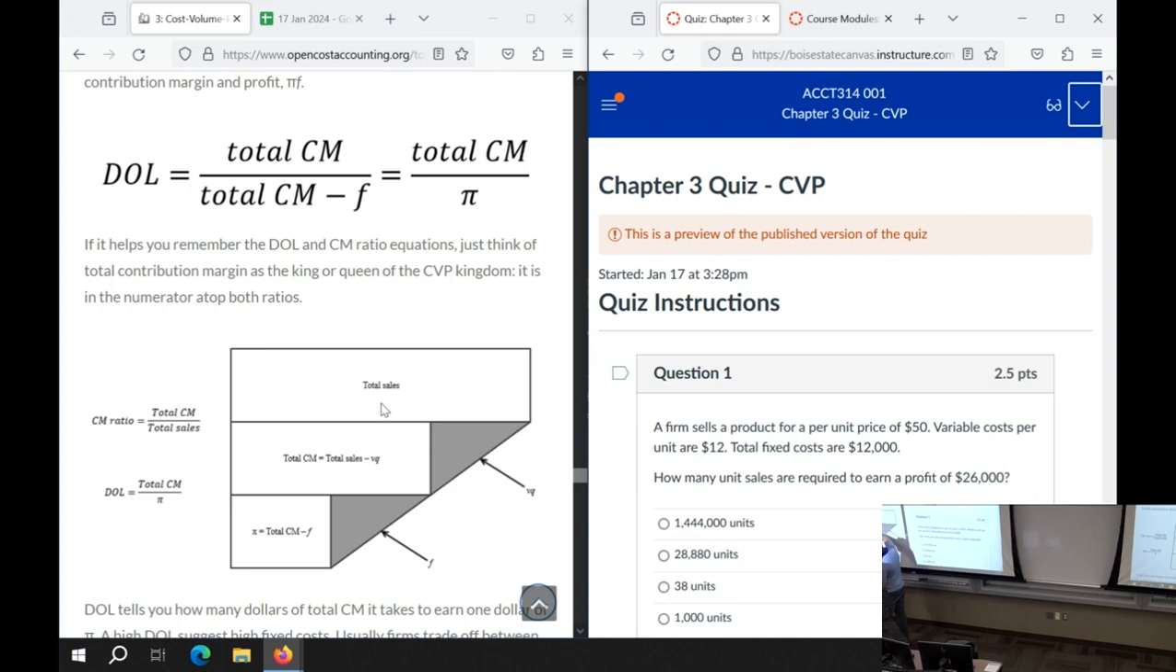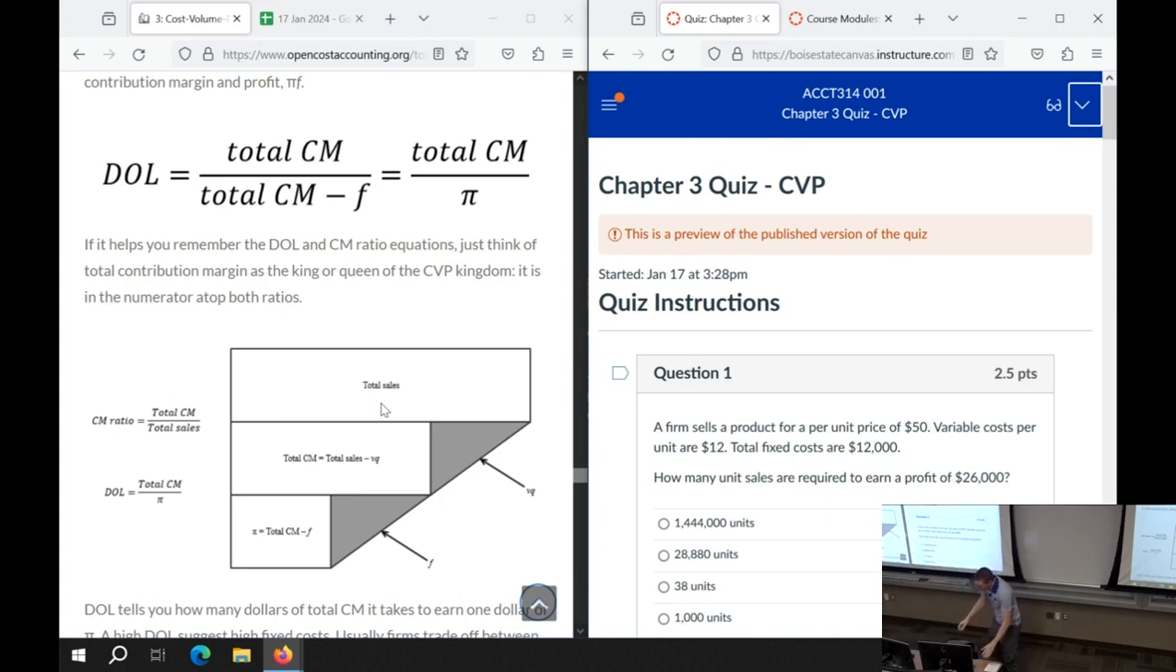No, I said how many. Sorry, I said the first one wrong. First one, CM ratio here is how many cents of contribution, how many dollars of contribution do I get per dollar of sales? So it's 0.7, 0.8. I get 80 cents, 70 cents, 50 cents on the dollar. Here I'm saying how many dollars of contribution does it take to get $1 of profit?